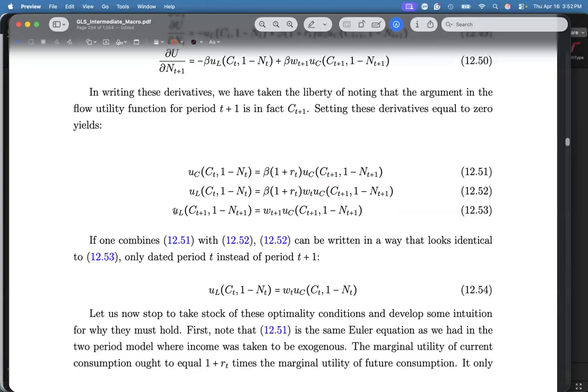Before we end, let's talk about this one. Let's make another story. This is about N_t plus 1. Let's say N_t plus 1 increases. You work more tomorrow. What is the cost? What happens to your utility? It again decreases. It decreases.